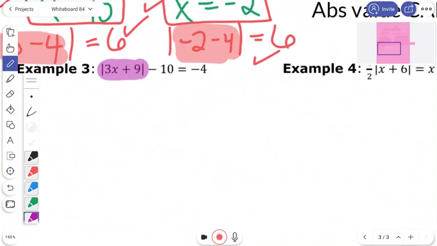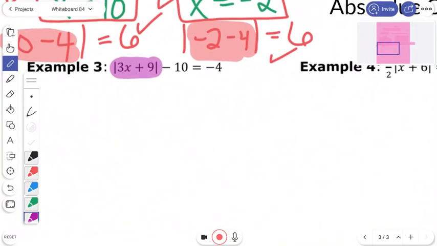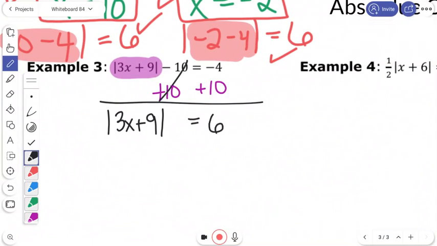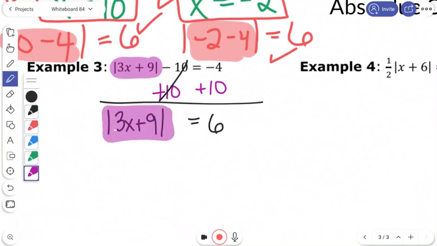Let me enlarge this. So I'm going to say plus 10 to both sides of my equation. And we end up with the absolute value of 3x plus 9 equals negative 4 plus 10, which gives us 6. So do we have our absolute value expression isolated? Yes, we do. So our next step is going to be to write our two equations.